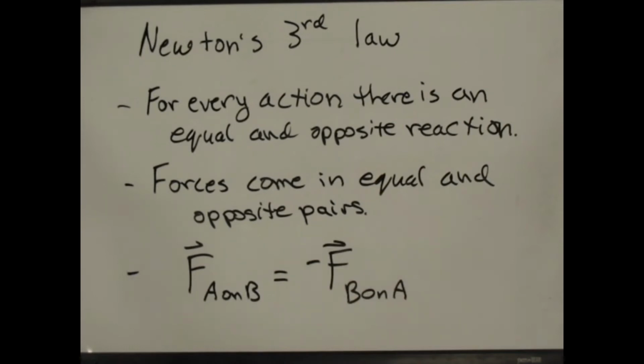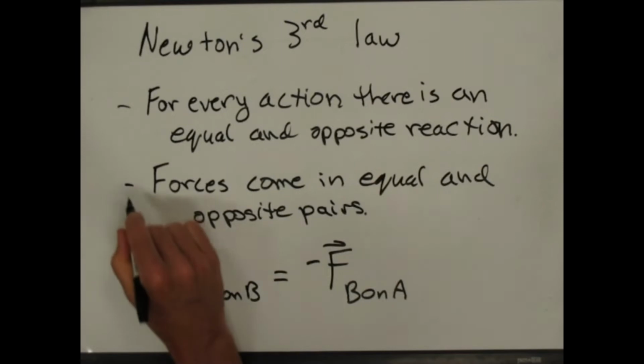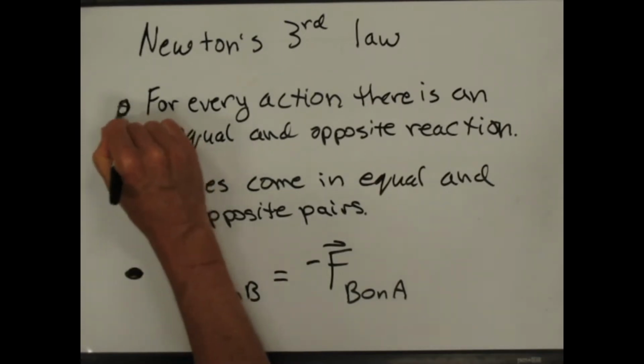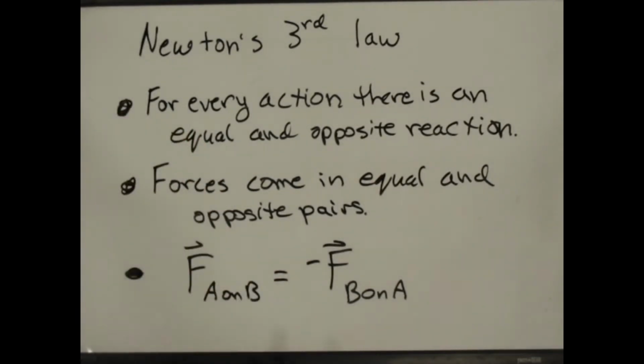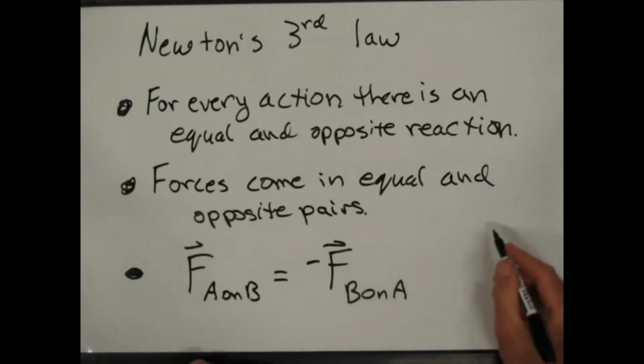I should draw them as vectors, because the direction matters. These should just be dots, right? I'm just enumerating. These are all kind of saying the same thing. This is the most quantitative way to say it. If object A exerts a force on object B, then object B exerts a force that's equal in size and opposite in direction on object A.